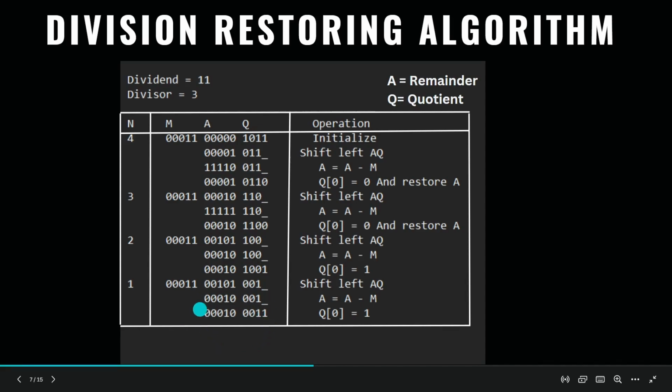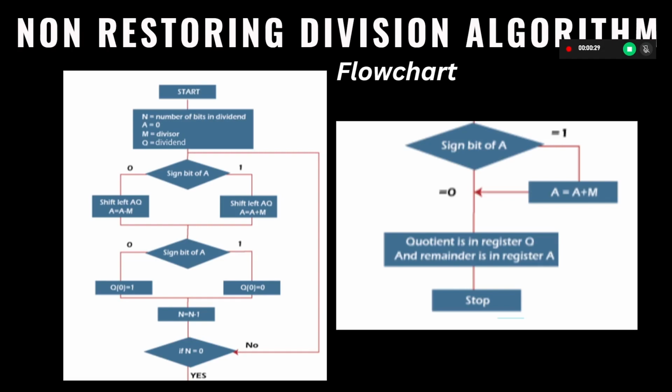So here you can find A, the accumulator, the final accumulator position is our remainder, and the final quotient is 0011, that is equal to 3, and the remainder is equal to 2. So that's how you perform the division restoring algorithm. Thank you. In the divisor register, Q will contain the dividend, and N is used to specify the number of bits in the dividend.